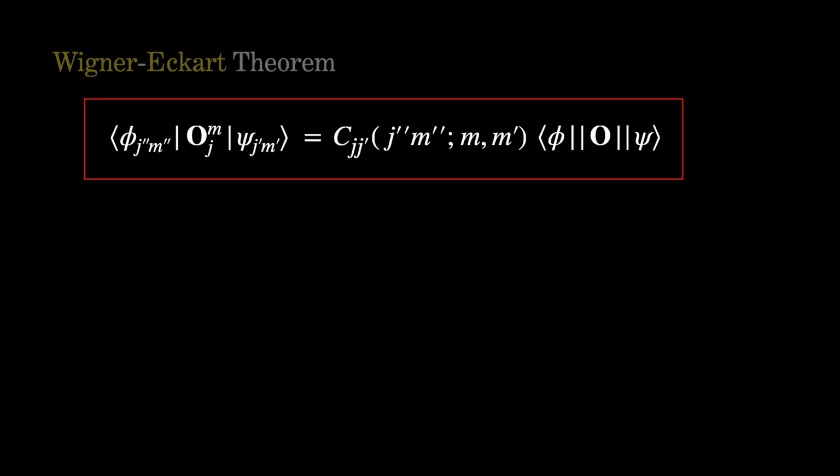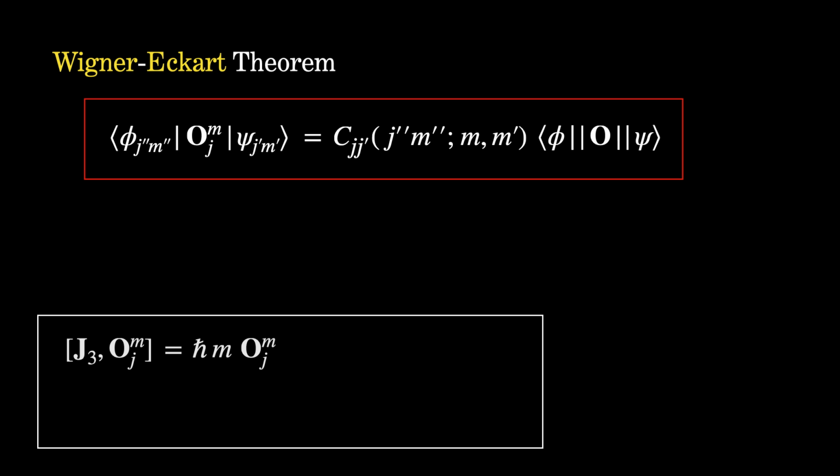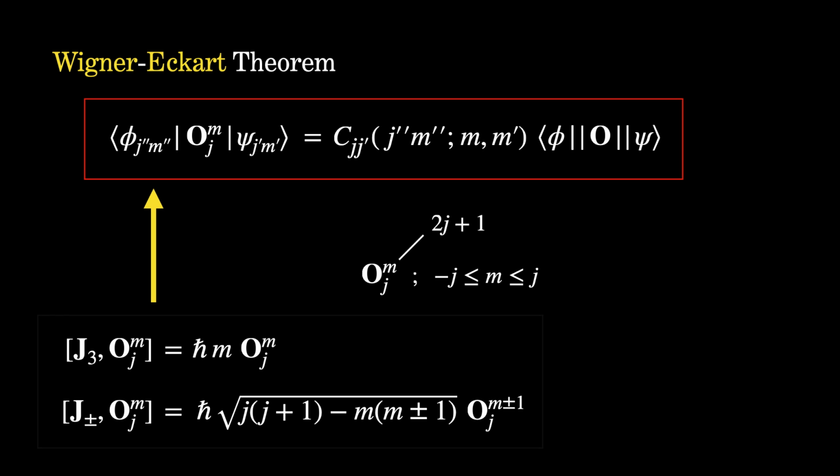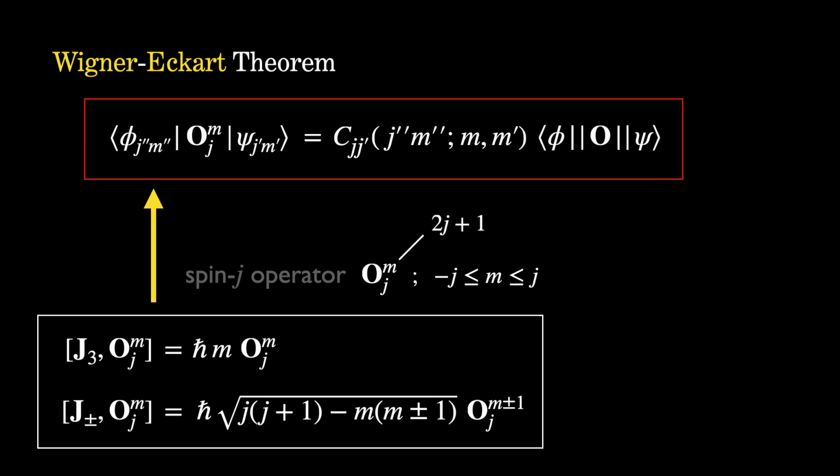This is the Wigner-Eckart theorem. It is the direct result of the commutation relations with the rotation generators of the operator O_JM. As mentioned earlier, these operators come together in a set of 2j plus 1, which are components of the j multiplet, and they transform into each other under rotations, as can be seen in these commutation relations. Hence we call this a spin j operator. Personally, I find the inner product more descriptive than the Clebsch-Gordan coefficient.